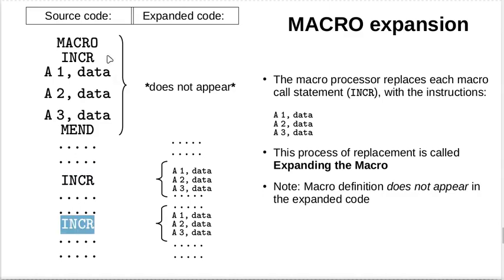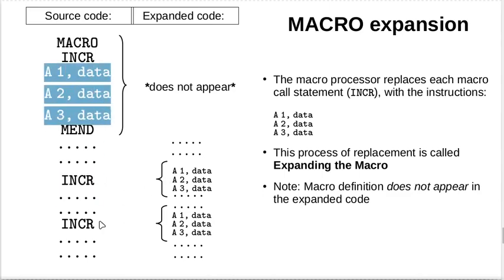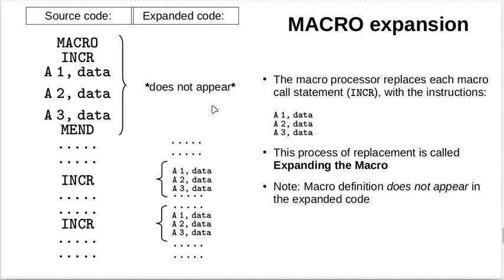So let me repeat again. After we have learned macros, the source code will consist of macro definitions and macro calls. Once we are providing that source code, the macro processor will go through the source code and generate an expanded code. And in the expanded code, wherever it finds a macro call, it will replace that macro call statement with the actual instructions from the macro definition, right? So whenever it finds INCR, it will replace that with these 3 instructions, as we can see, right? So this is called the expanded code.